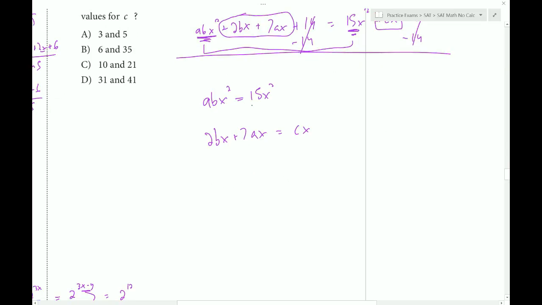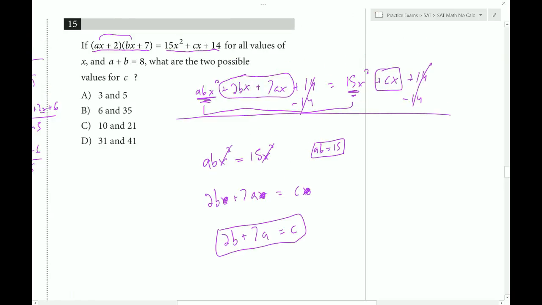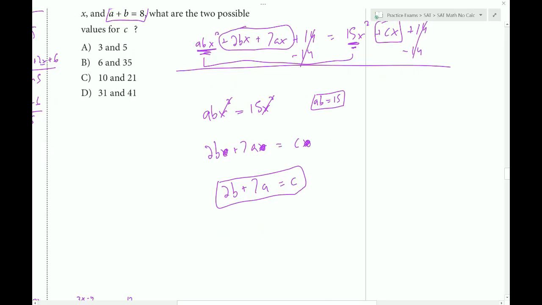So now I can divide by x squared on both sides, canceling it out. I get ab equals 15. That's my first equation. Then from here, I can divide by x everywhere, canceling it out, so long as x doesn't equal 0. So I get that 2b plus 7a is equal to c. That's another equation. Now I've introduced another variable here, c, so now I need 3 equations, since I have 3 unknowns. But luckily they gave us another equation here, which is that a plus b is equal to 8.